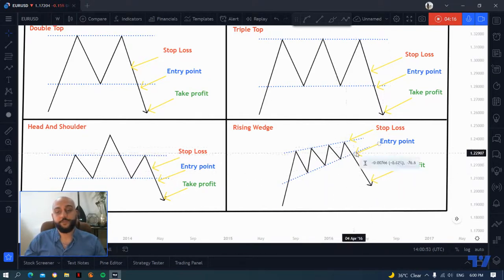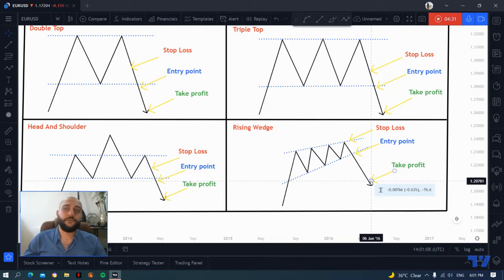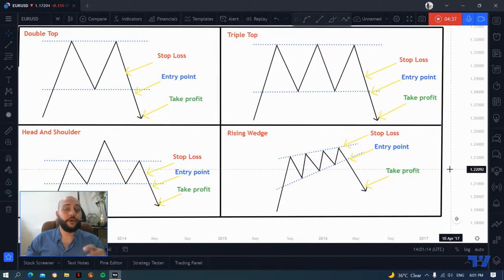So notice here, the entry point is set up when the market broke this channel here, this wedge. Your stop loss is going to be at the top of the channel or wedge, and you're going to take profit roughly 2 to 3 to 1, depending on what kind of ratios you're taking in your trades. All right. So this is all the bearish reversals.